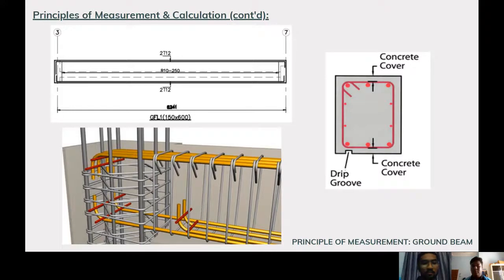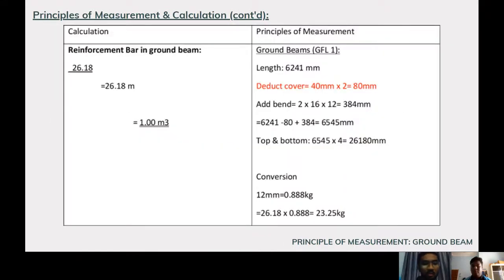All right, next. Right, so here is the calculation as stated before, the length, and then we deduct the concrete cover, add the bend. So in this case, we use the formula, so there is no need for deduction of the concrete cover for the bend. All right. So we convert it, and then we can get the answer.